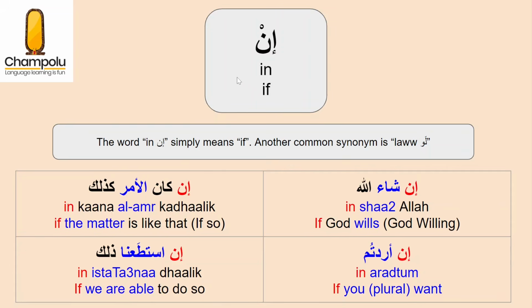And then the last one here is إن, which is basically a conditional word, which means if. We have another very common conditional word, which is لو, and in many cases they can be used interchangeably, but we'll not talk about it today. So here we're just talking about إن.